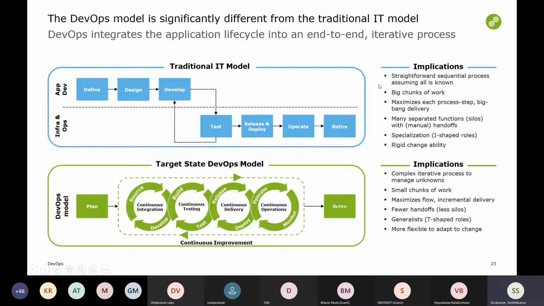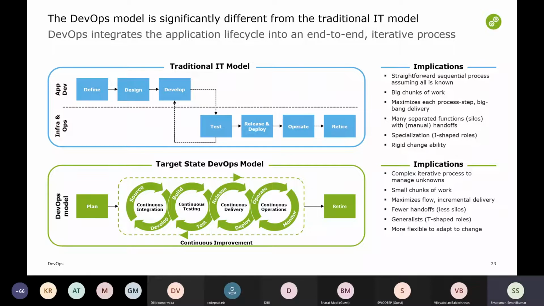What are the implications they are facing? The implication is a straightforward sequential process, assuming all is known, big chunks of work, maximizing each process step, big bang delivery, many siloed functions, and specialized I-shaped roles. I-shaped role means it's self-centric. The app team works on their scope, the operation team works on their own scope. There is no collaboration between these two in the IT traditional model.